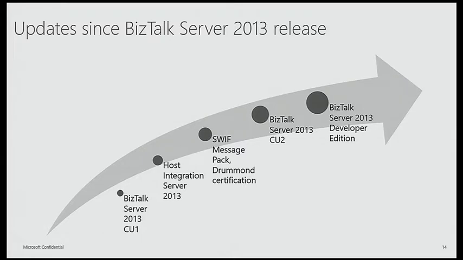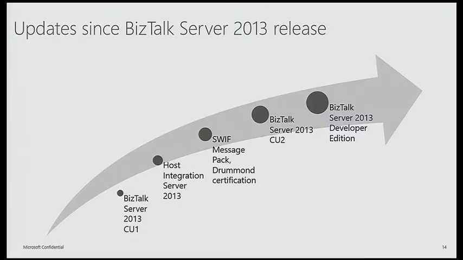We also did a bunch of updates around the SWIFT message pack. This is something we do year in and year out, and we did it after we released in 2013, as well as we have Drummond certification for the B2B platform. And recently, just 2-3 weeks ago, we released the BizTalk Server 2013 CU2, and it contains a bunch of fixes and addresses the ESB issues which were highlighted earlier. And also, from today you'll be able to access BizTalk Server 2013 Developer Edition.